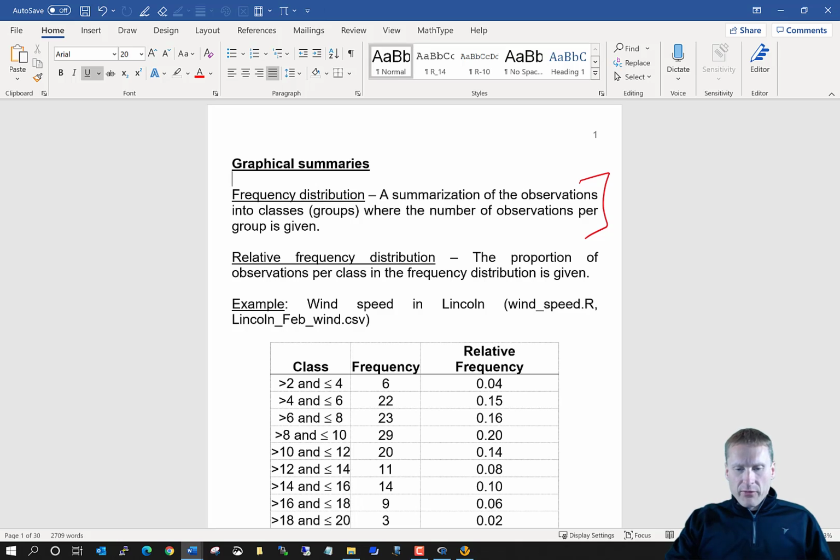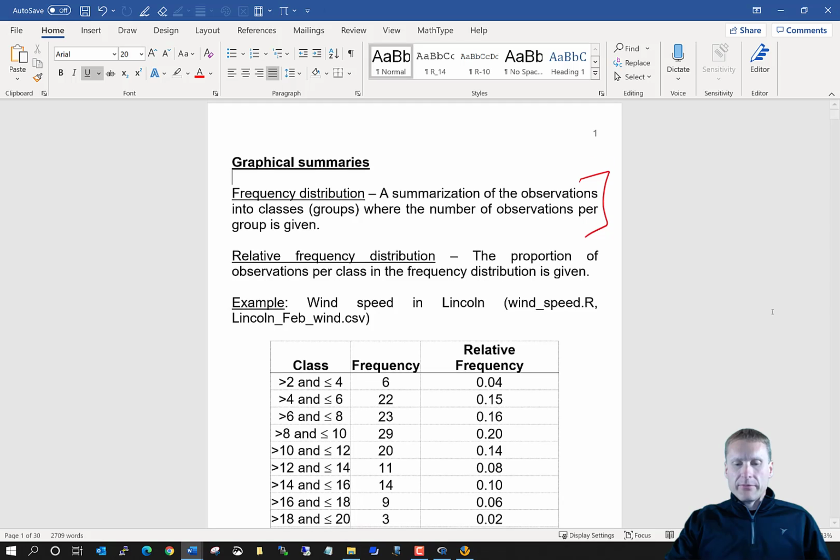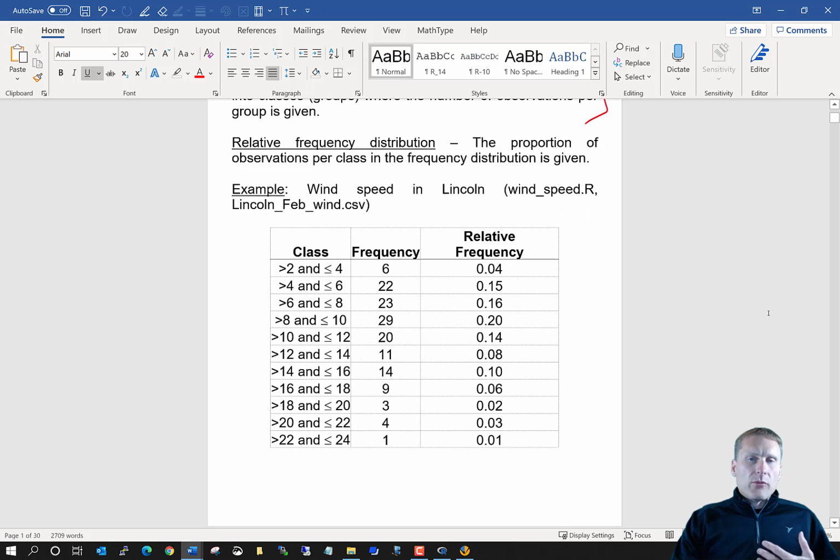So for example, if we take a look at this wind speed example that we've seen previously, one could go through the data, and I'll show you how to use R to do this in a little bit. One could see that in terms of wind speeds greater than 2 miles per hour and less than or equal to 4 miles per hour, there were a total of 6 observations. There were 22 observations that were greater than 4 and less than or equal to 6 miles per hour.